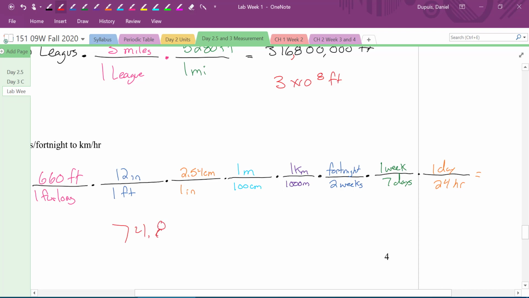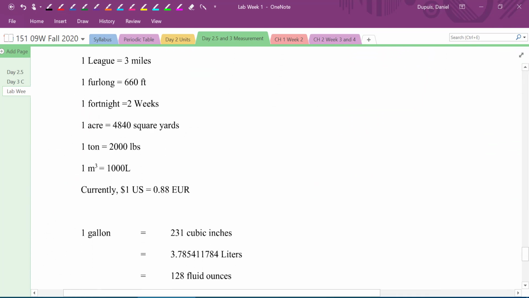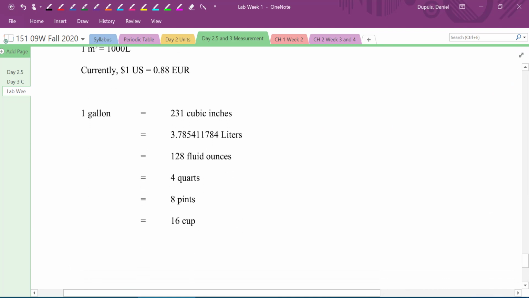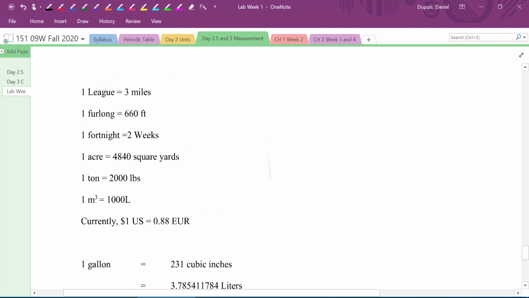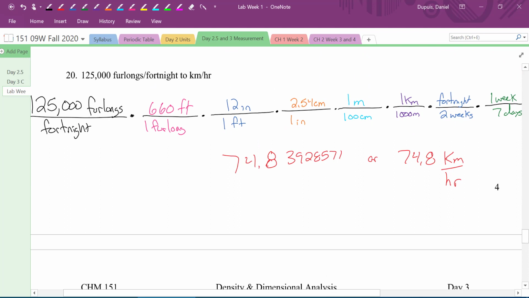Wow. And if we do all that math, I end up with 74.83928571, or 74.8 kilometers per hour. There are your conversions. So now on the back was some of those obscure units that we don't normally use. So hopefully that clears up some of the units and how to do some of the conversions.